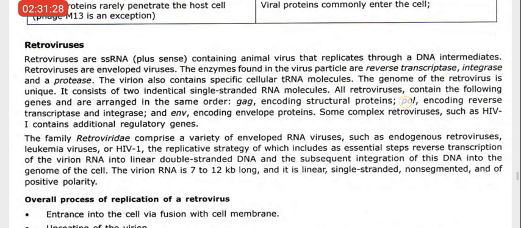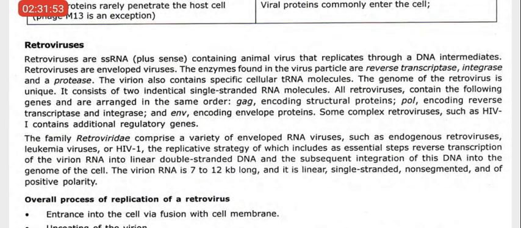Retrovirus. Retroviruses are ssRNA plus sense animal viruses that replicate through a DNA intermediate. Retroviruses are enveloped viruses. The enzymes found in the virus particles are reverse transcriptase, integrase, and a protease. The virion also contains specific cellular tRNA molecules. The genome of the retrovirus is unique. It consists of two identical single-stranded RNA molecules.